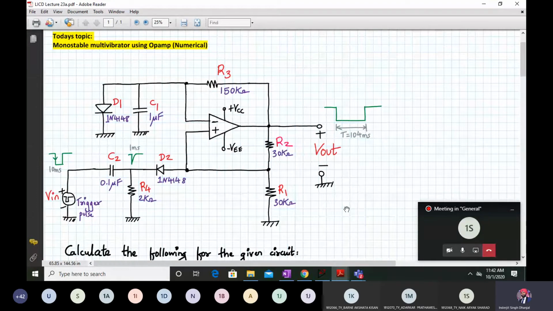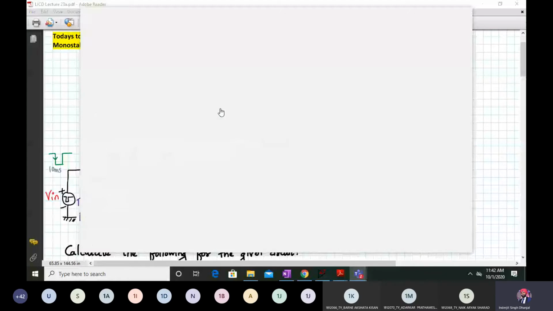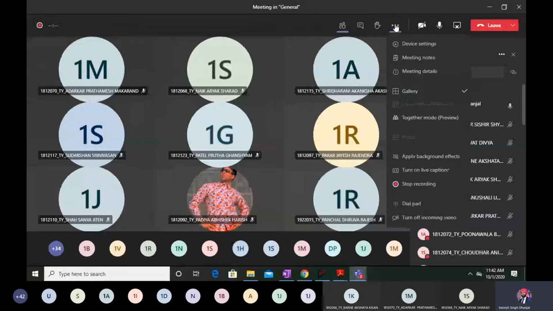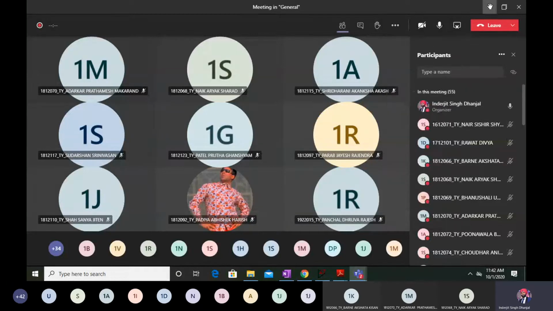Now if you see carefully in this circuit, if I remove this, let me just, I don't know whether I can annotate or not in this. Is there an option over here? No, I don't think so. Is there an annotation effect over here or not? Okay, anyways, not a problem.